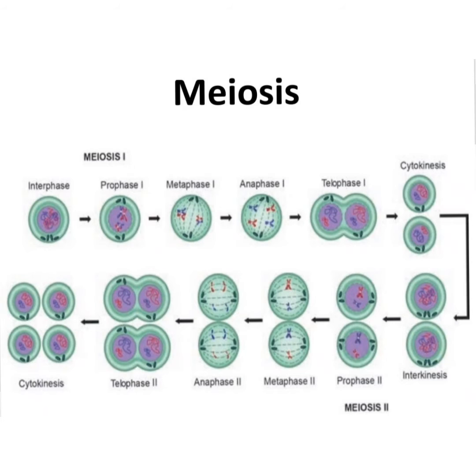Here you can see the meiosis. Meiosis consists of two parts, meiosis 1 and meiosis 2. Meiosis 1 is reduction division.